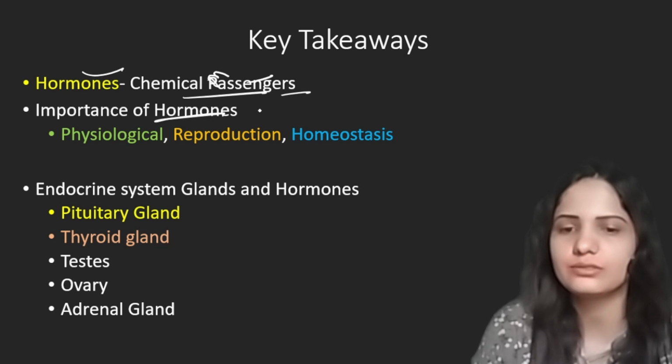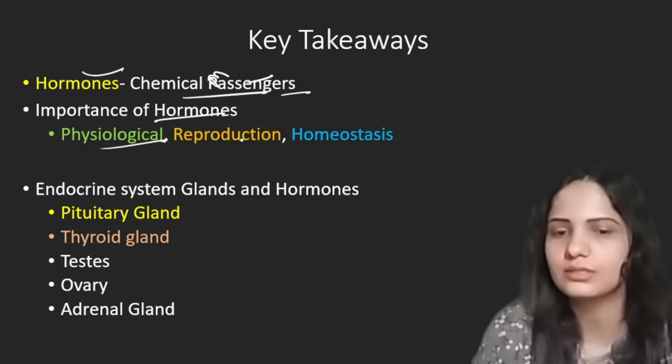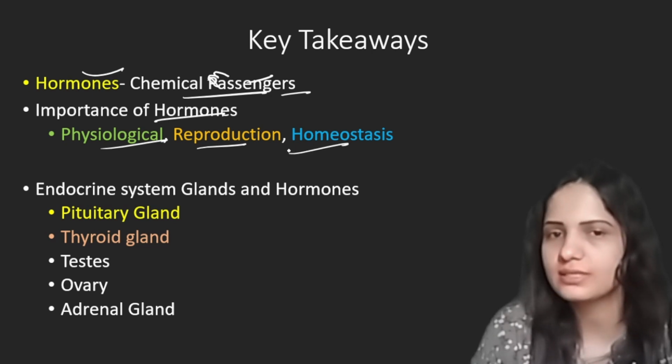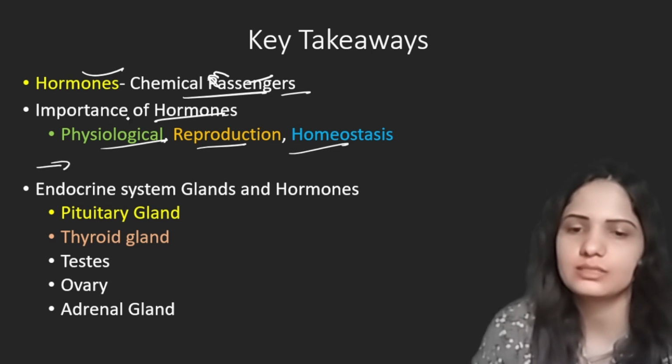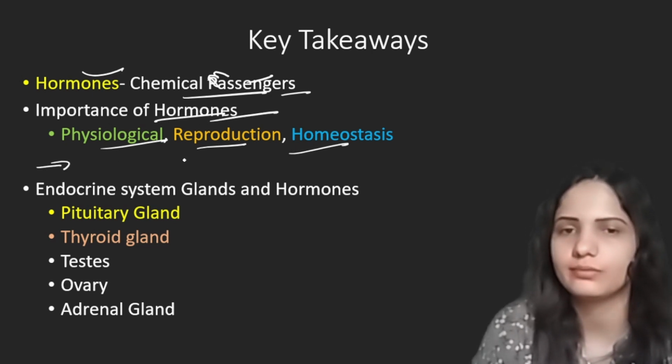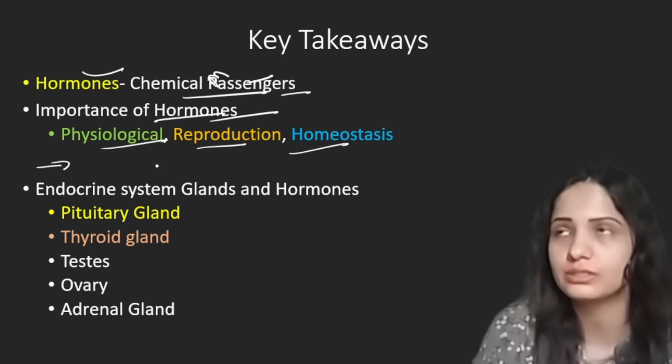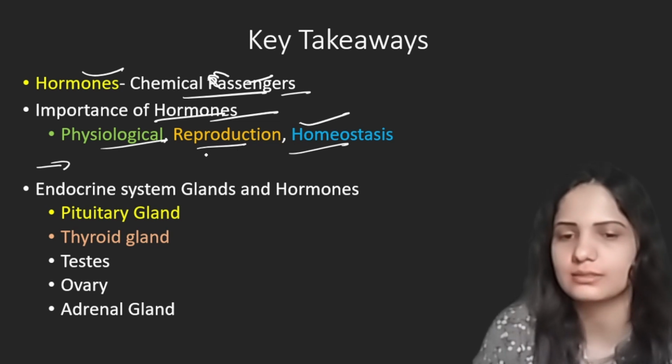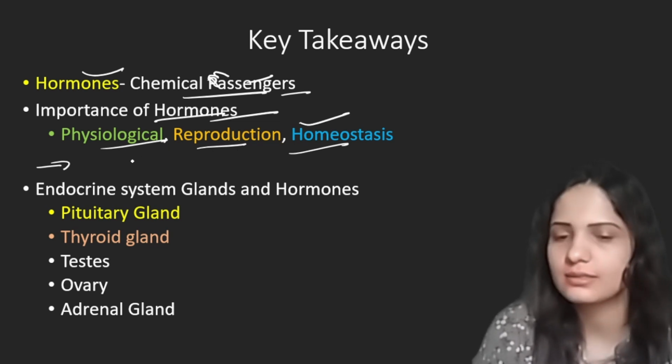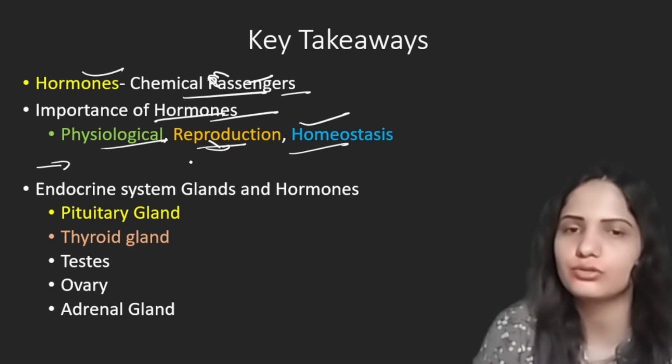Now, the importance of hormones. Hormones are important for physiological processes, reproduction, and homeostasis. In all these processes, we need hormones. We need hormones for the regulation of physiological processes like blood pressure and glucose level, and similarly in homeostasis, to maintain body temperature and fluid balance. What is fluid balance? Balance of water in our body. And in reproduction also we need many types of hormones.